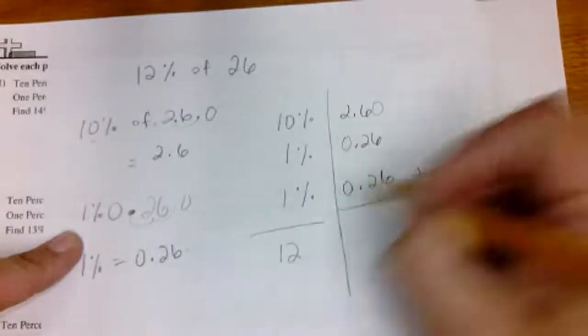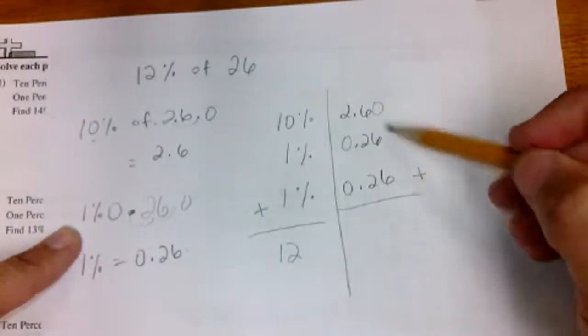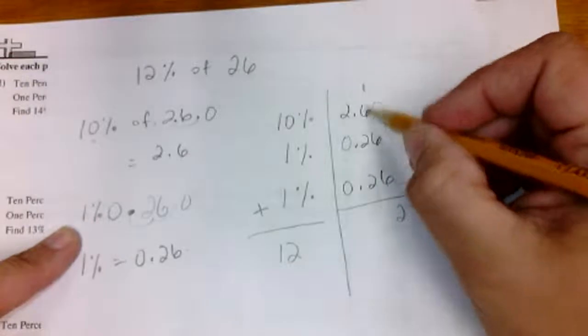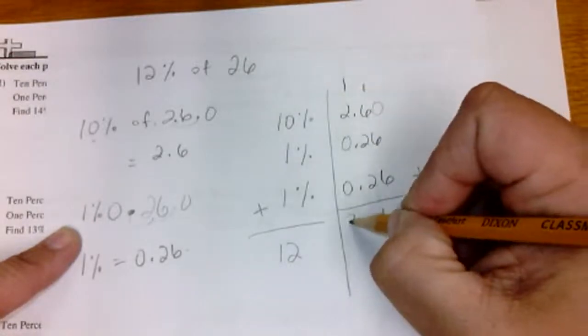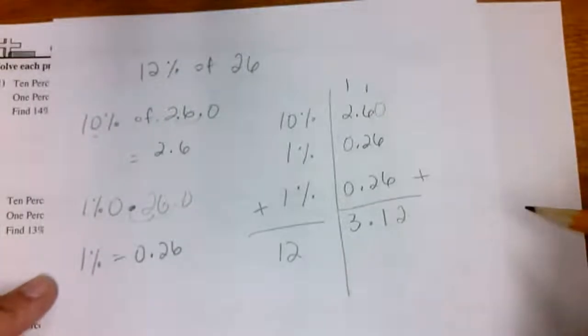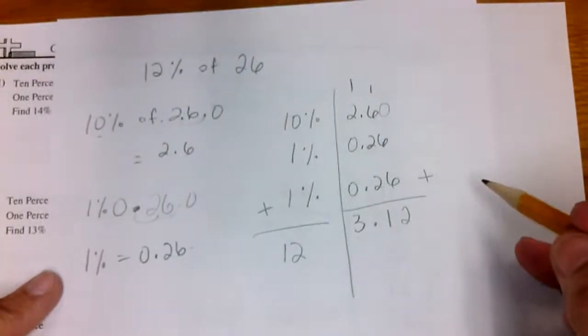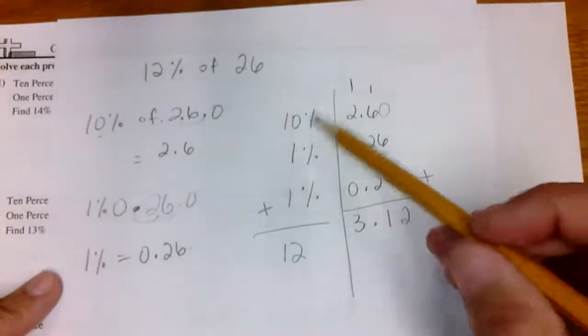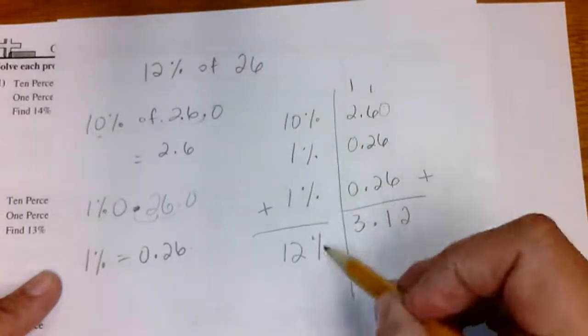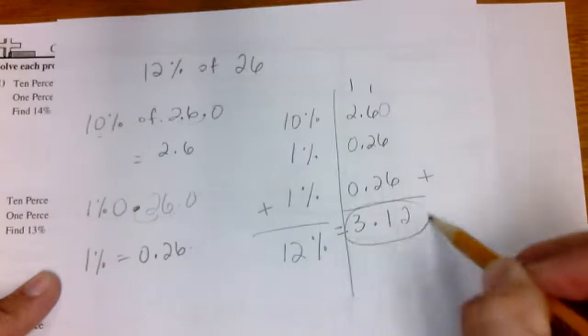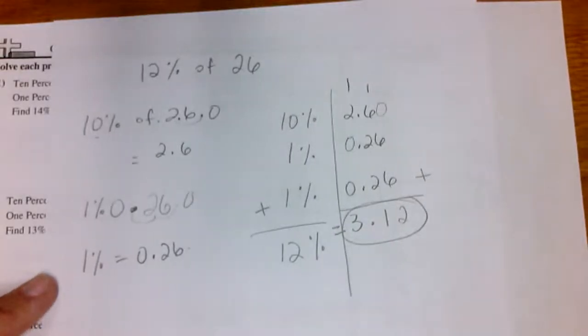I'm going to add them up because that's what I did here. And so I have 12, 6, 8, 10, 11, and then 3, after I regrouped and carried the 1. So now I have 10, 11, 12, the values. So 12% equals 3.12.